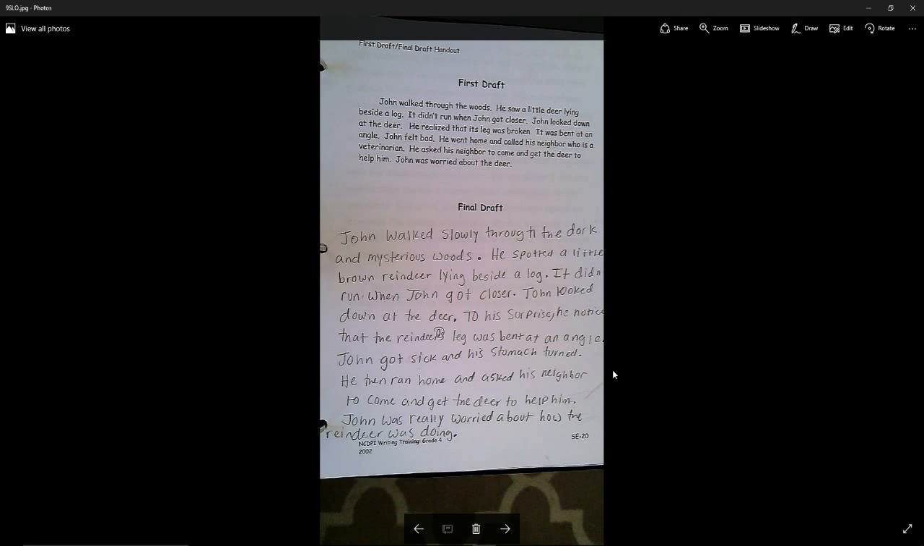So here's a student response of the same activity. We see that they've included some of the corrections and some of the revisions that we did as a group, but they've also included some of their own that they decided that they want to use to make the paragraph better.